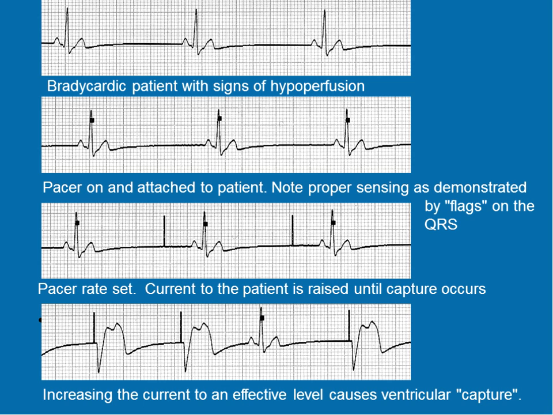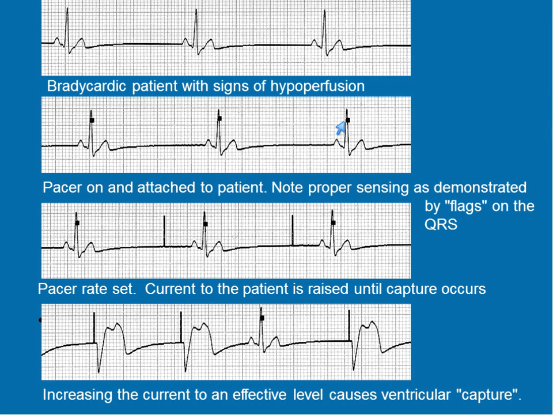Okay, this strip here shows you a bradycardic patient. Now you cannot see on this monitor that he has signs of hypoperfusion. That would be your physical assessment, your vital signs, your lightheadedness, low urine output, whatever. But this is a bradycardic patient with signs of hypoperfusion. Clearly that's a symptom that would be symptomatic bradycardia. The pacemaker is turned on. You can see that it's flagging the R waves.